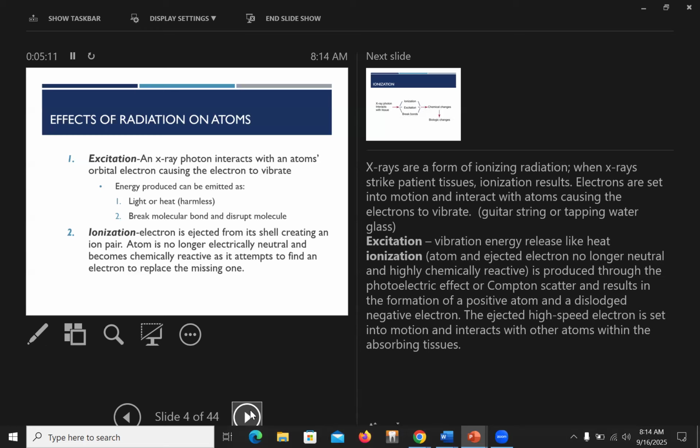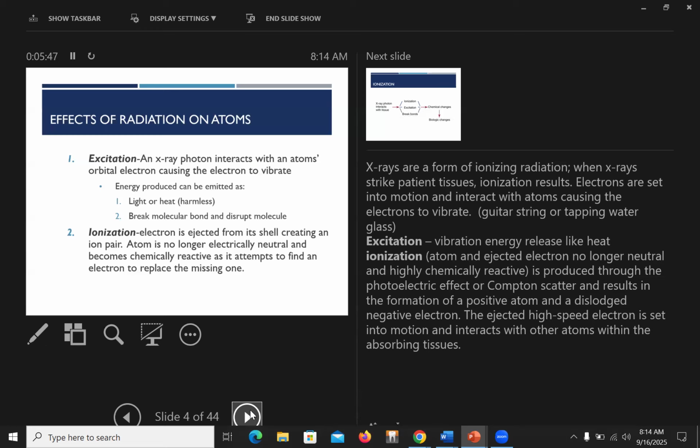Ionization is different. You have some disruption of the electron. The electron is ejected from its shell, creating an ion pair. Now you lose that negative electron, and that atom is positively charged. And when you lose the negatively charged electron, you have a free floating negative electron. And they're both unstable, because everything wants to be neutral, right? It wants to complement each other and have a neutral energy.